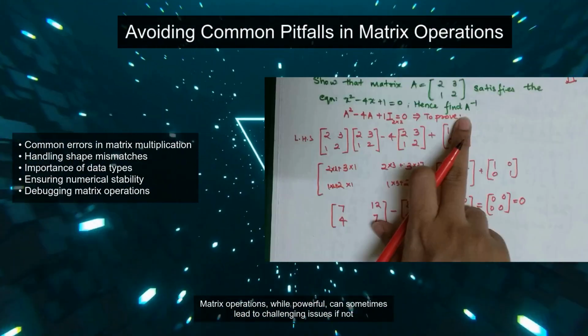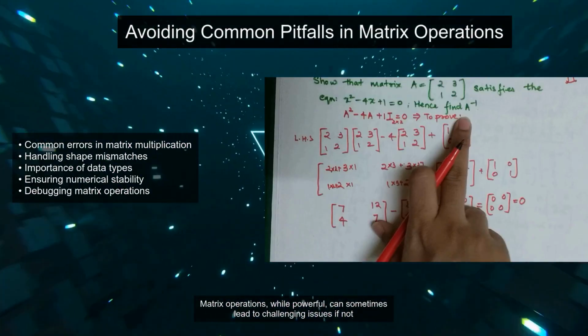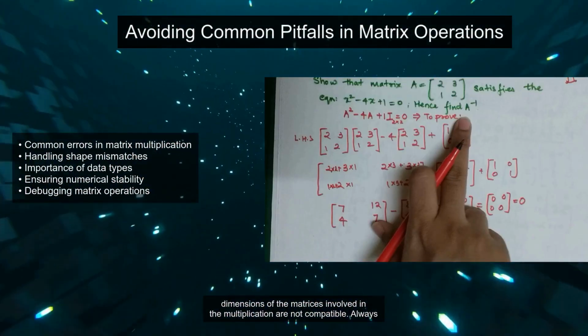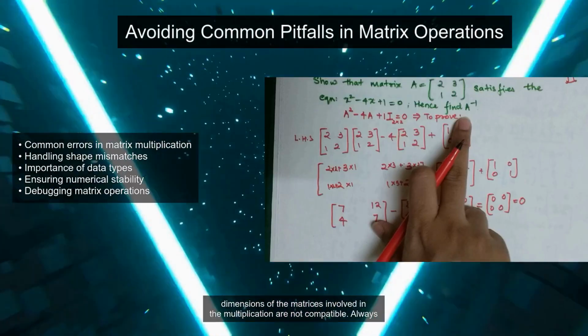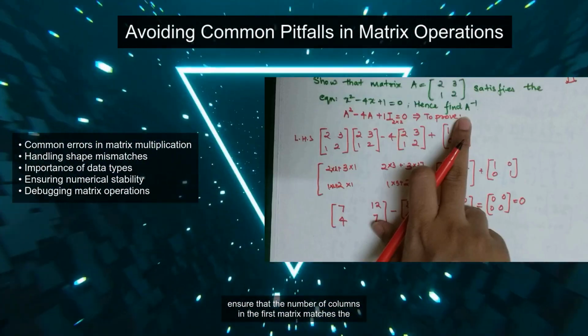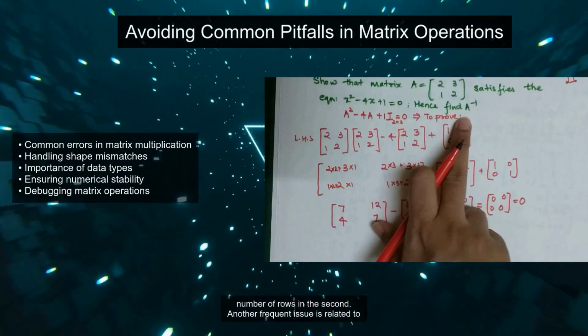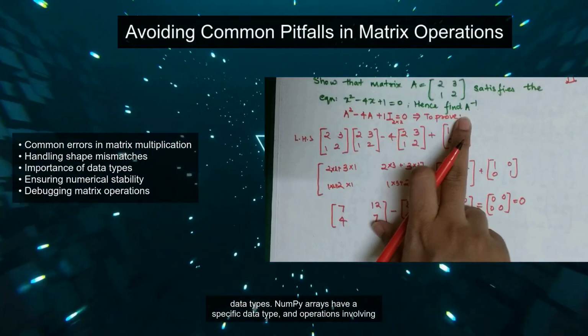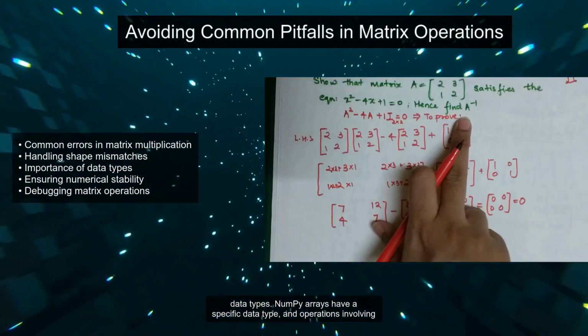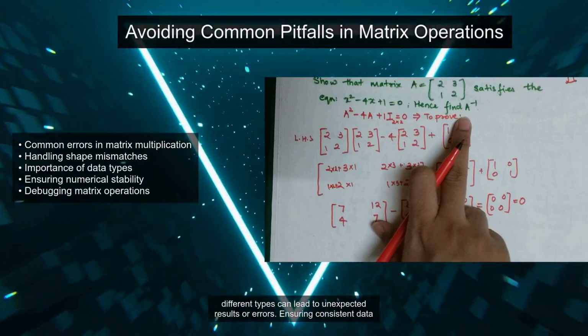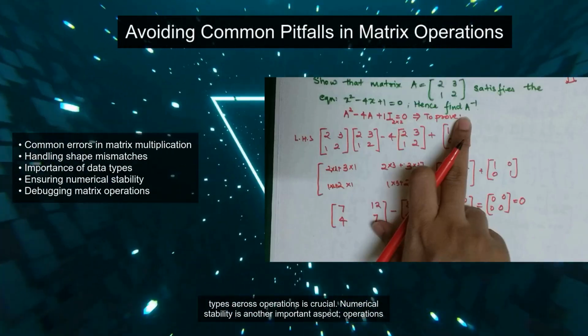Matrix operations, while powerful, can sometimes lead to challenging issues if not handled carefully. One common pitfall is shape mismatches, which occur when the dimensions of the matrices involved in the multiplication are not compatible. Always ensure that the number of columns in the first matrix matches the number of rows in the second. Another frequent issue is related to data types. NumPy arrays have a specific data type, and operations involving different types can lead to unexpected results or errors. Ensuring consistent data types across operations is crucial.